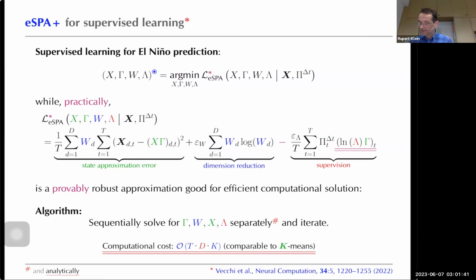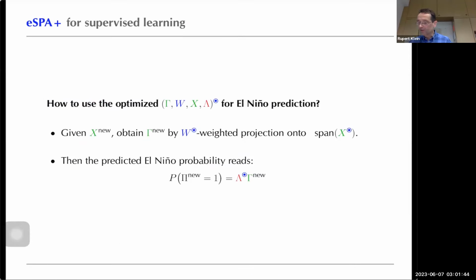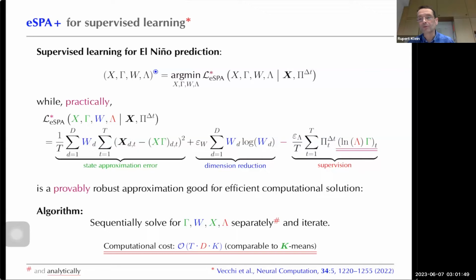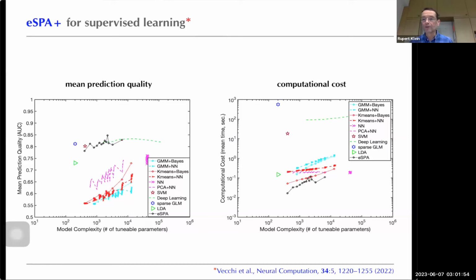And then you have a method of learning a linear probability 24 months ahead with really good results. I skipped this slide, but I want to show you some comparisons Ilya and company did between their methodology and alternatives in the literature. And they used a number of models, generalized k-means models, for example, versions of neural networks, deep learning technologies, etc., support vector machines, sparse generalized linear models, and so on and so forth.